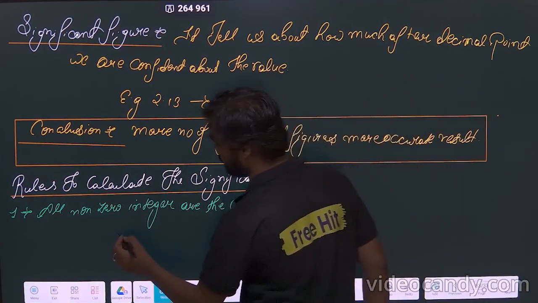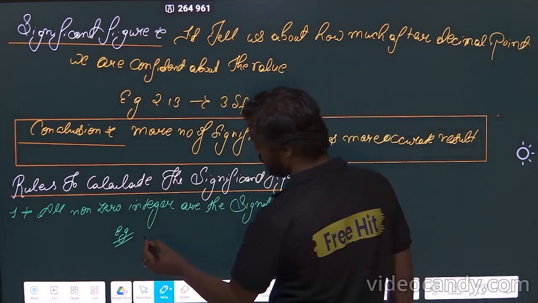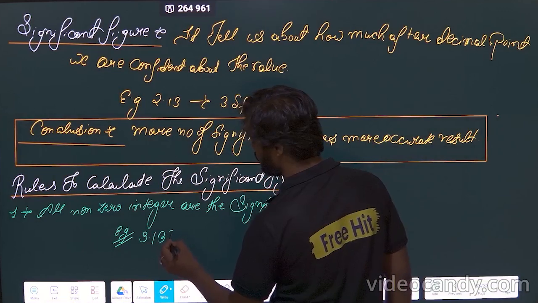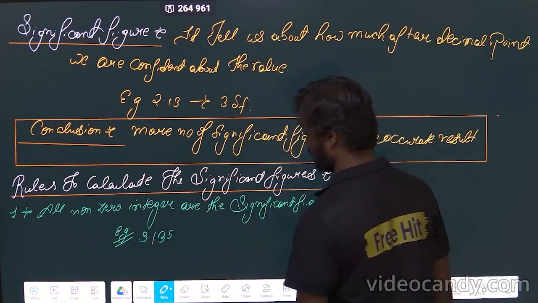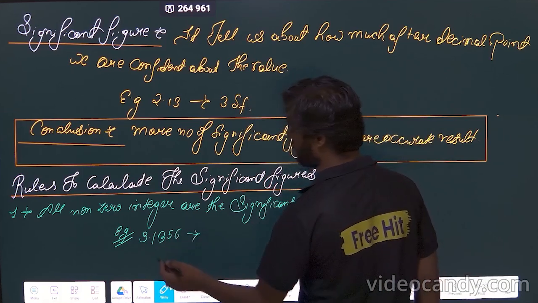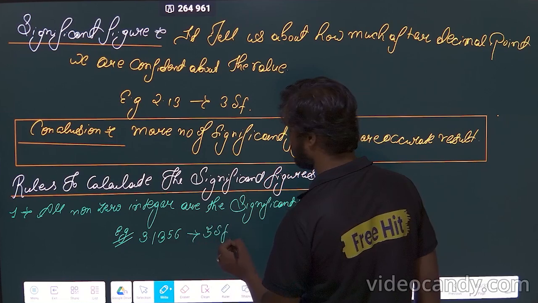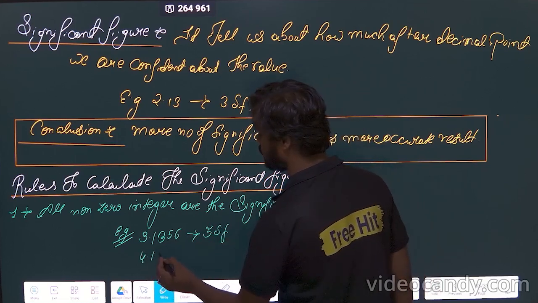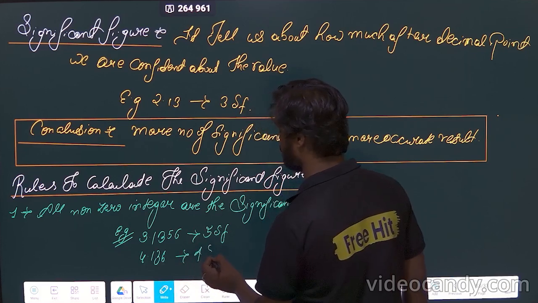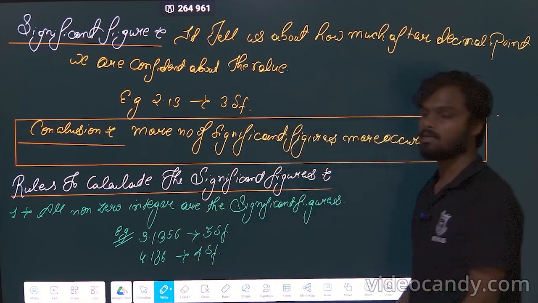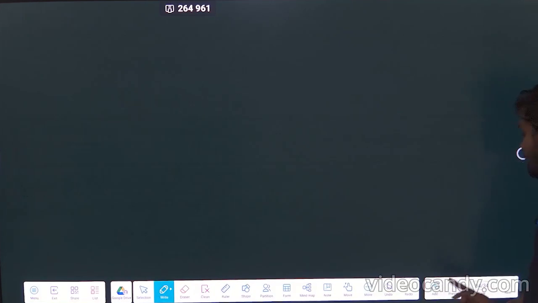For example, let's take 3.1356, 2.1, 3.3. How many significant figures are there? 1, 2, 3, 4, 5. So there are a total of 5 significant figures. Similarly, take 4.136. How many significant figures are there? 4 significant figures. Simple. All non-zero terms are significant figures. That is the first rule of significant figures. Okay, next rule.